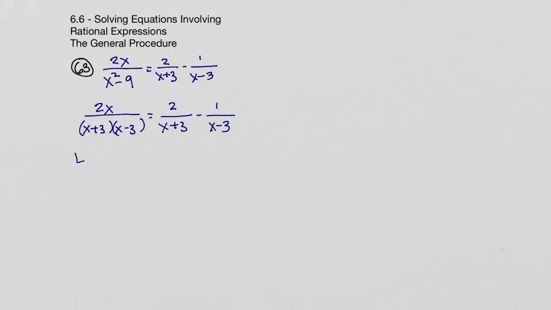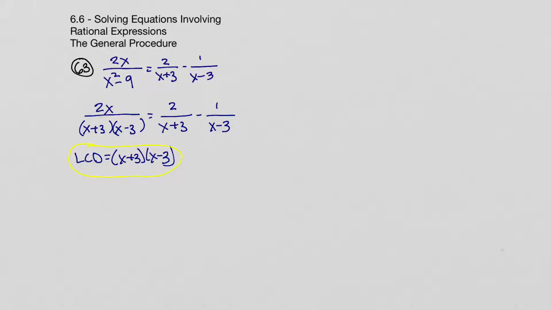Now, here's the LCD. The LCD is x plus 3, x minus 3. Make sure you agree. We've got x plus 3 appearing here, but it's just to the first power, so we just need to use it once. That x minus 3 appears here, and here, but it's just to the first power, so we just need to use it once. So here's our LCD. I'm going to circle that so I can find it later if I need it.